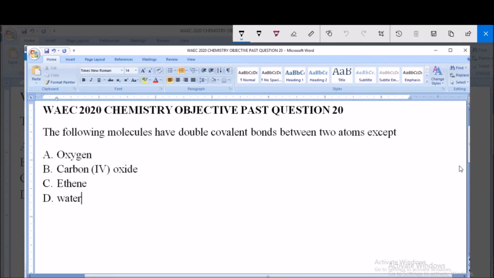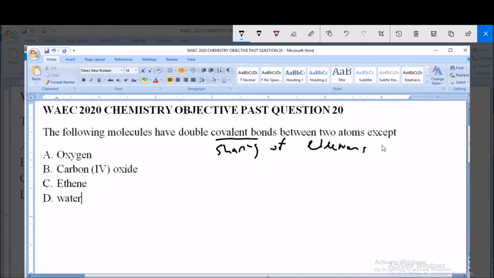The following molecules have double covalent bonds between two atoms except: A. Oxygen, B. Carbon 4 oxide, C. Ethene, D. Water. So we're looking at covalent bonds, and of course covalent bonds are formed by sharing of electrons.